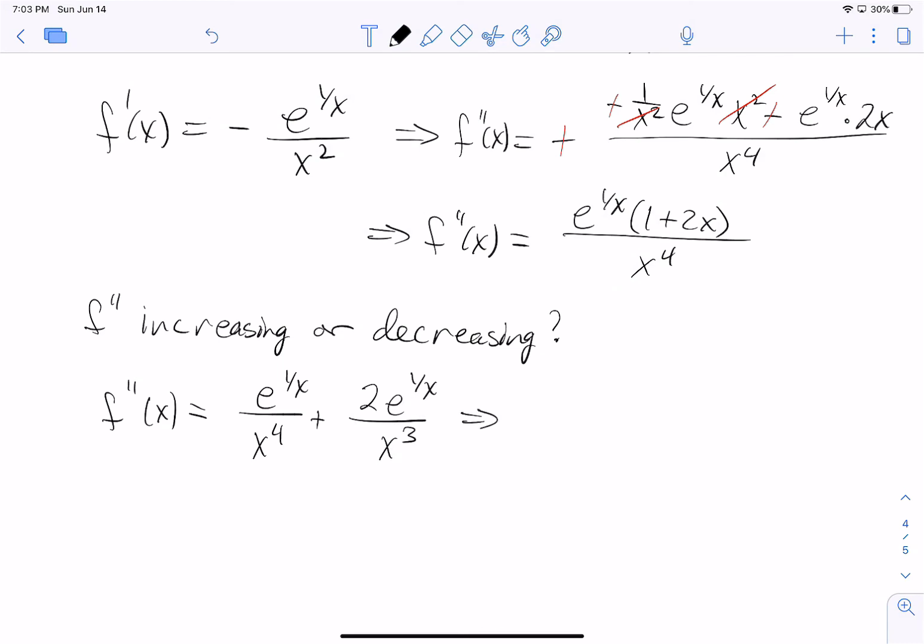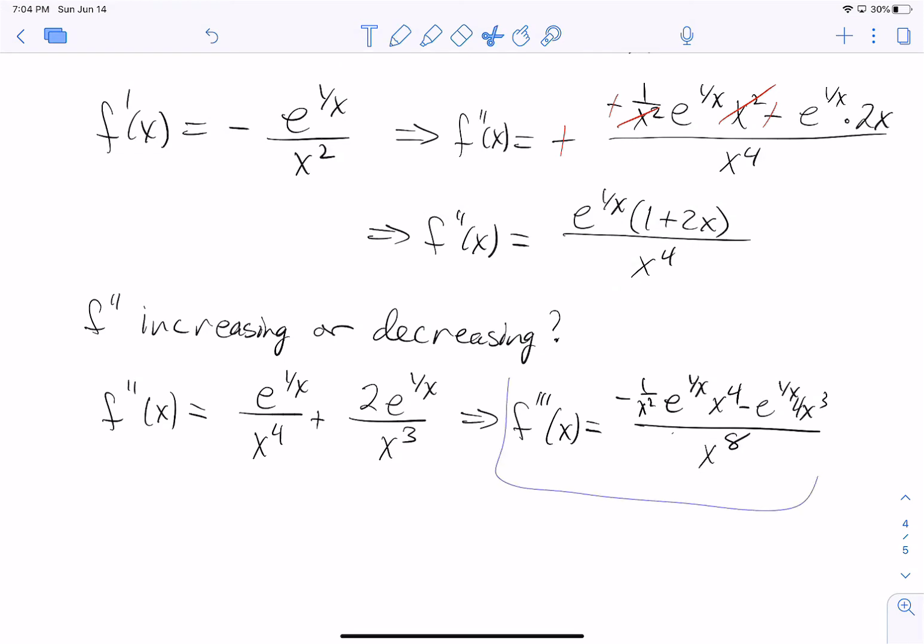I will spare you the task of doing this. The details give us that f triple prime of x is going to use the quotient rule 2 times: negative 1 over x squared e to the 1 over x times x to the 4th minus e to the 1 over x times 4x cubed, all over x to the 8th.